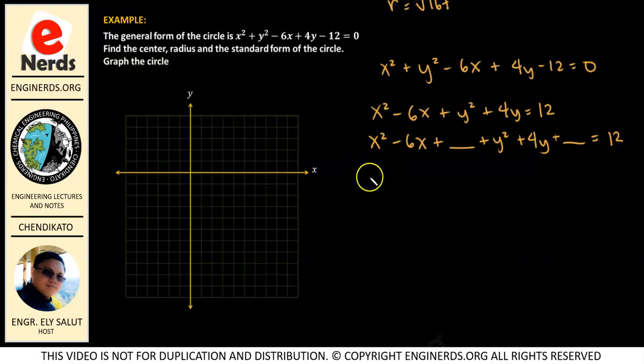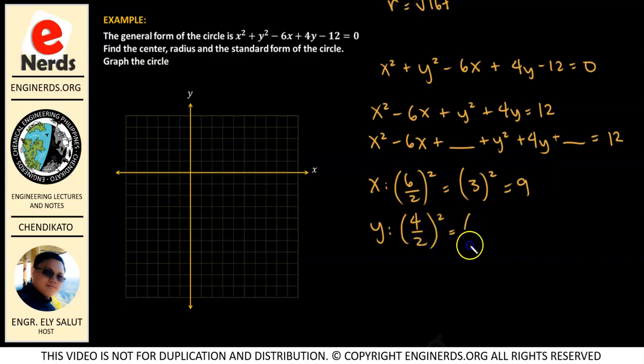Okay, so para sa constant ng ating x, we can get this by dividing itong coefficient ng ating x, which is 6, by 2. Then we're going to square that. So, we have 6 divided by 2, which is equal to 3 squared, so this is equal to 9. Para naman sa y, we have yung coefficient ng ating y, which is 4, divided by 2, squared. So, we have 4 divided by 2, which is 2, and this is squared. So, this is equal to 4. Okay, so may value na tayo ngayon ng blank natin dito at blank dito.